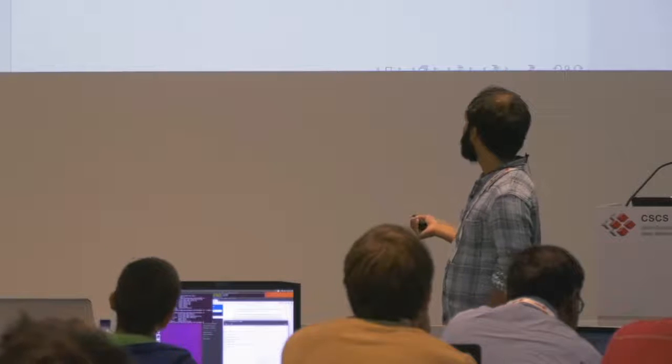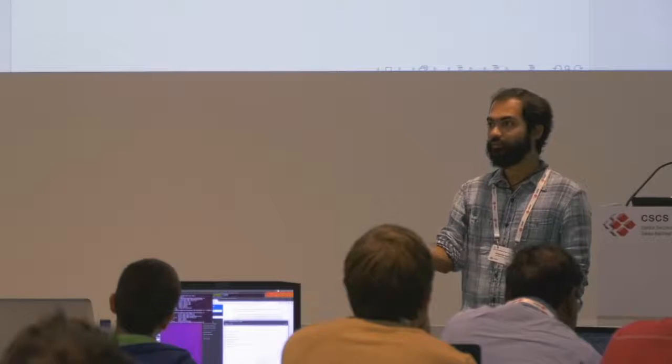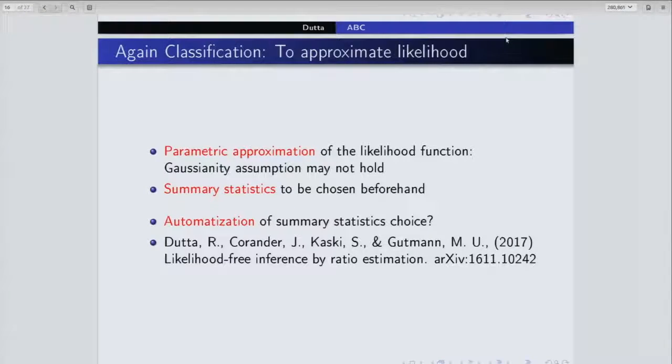And then you need to give the summary statistics beforehand, like in all of the cases you have seen. So how do you choose the summary statistics? In our work, we tried to choose the summary statistics in an automatic manner. And also, we wanted to remove that parametric approximation. We will have some sort of an approximation, but you can still extend it to general forms. That's what we show.